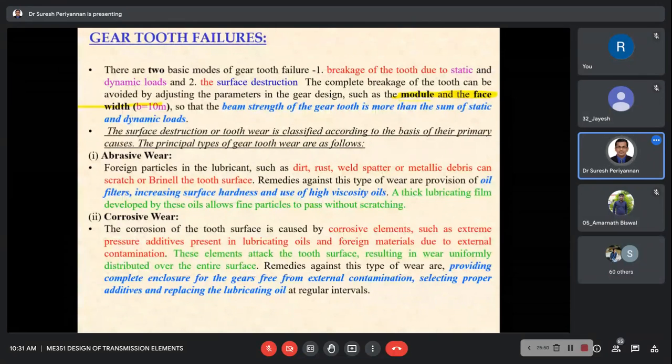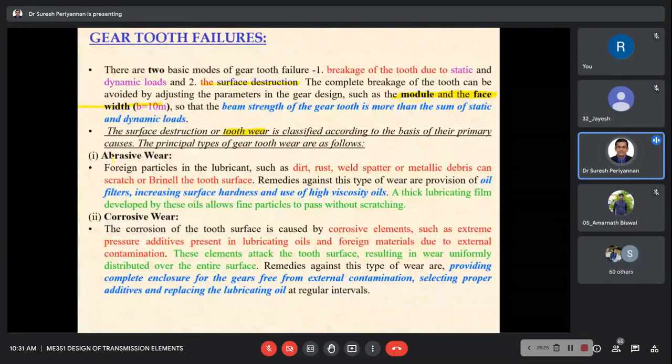Now, this we are going to discuss further later. What is the beam strength? What is the wear strength? In later topics. Now just keep in mind the surface destruction. The second one is surface destruction. Surface destruction or tooth wear is classified on the basis of the primary causes. There are different types of wear: abrasive wear, corrosive wear. These come under the category of surface destruction of the tooth surface.